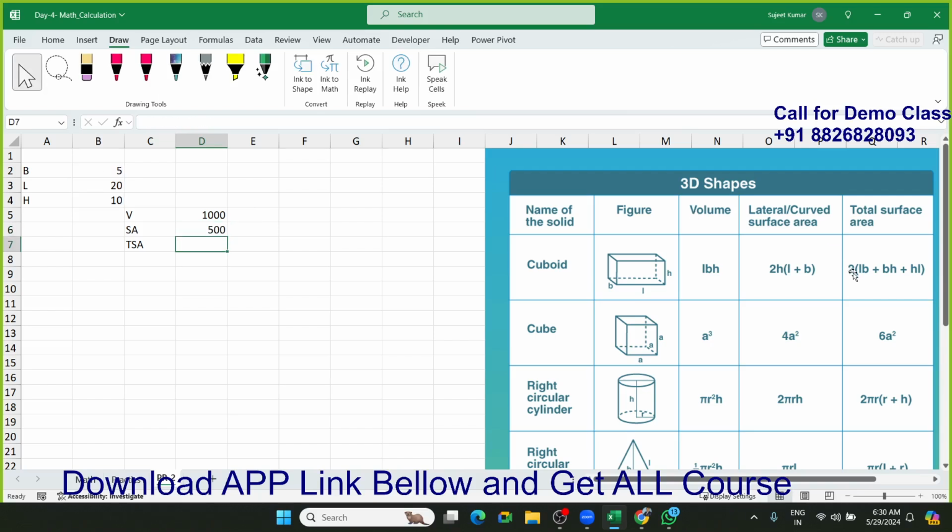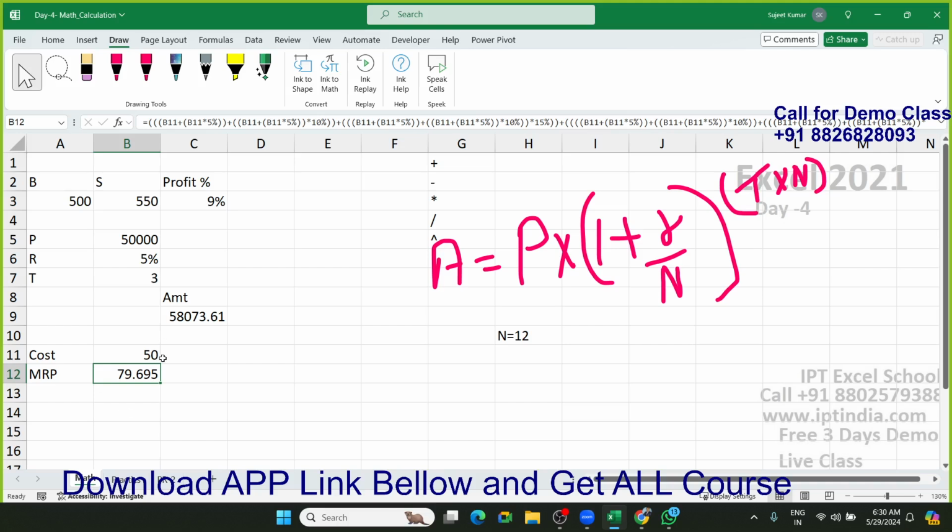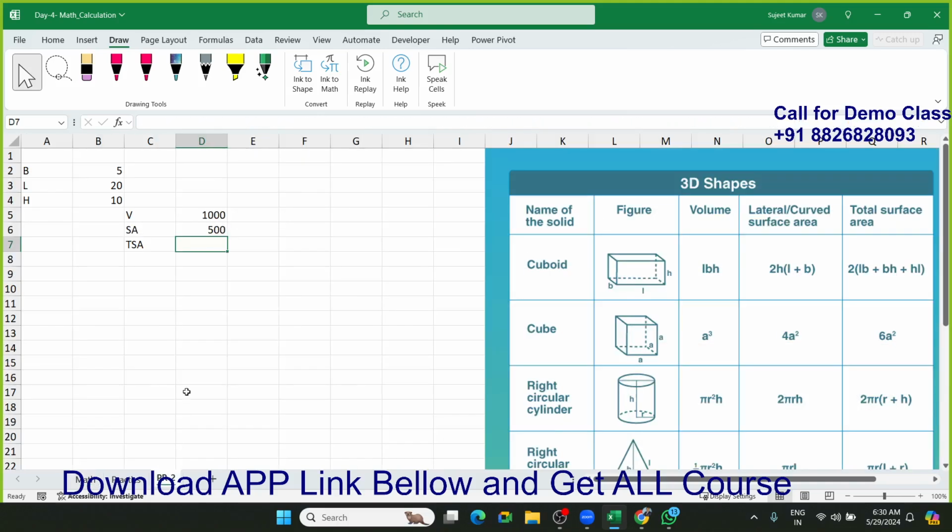Second is the total surface area, right? So 2 multiply by (L multiply B plus B multiply H plus H multiply L), right? So you know this is complicated, so you have used this method, formula merging.